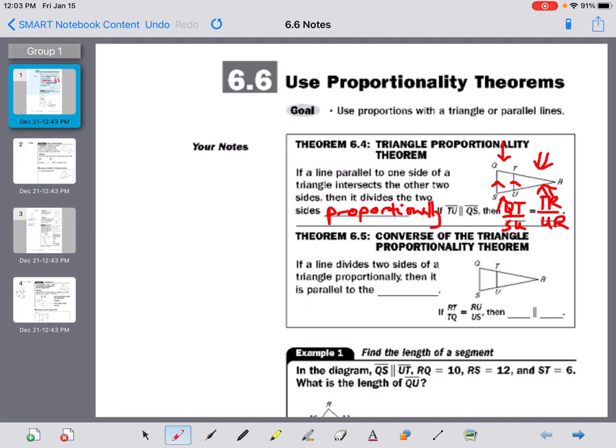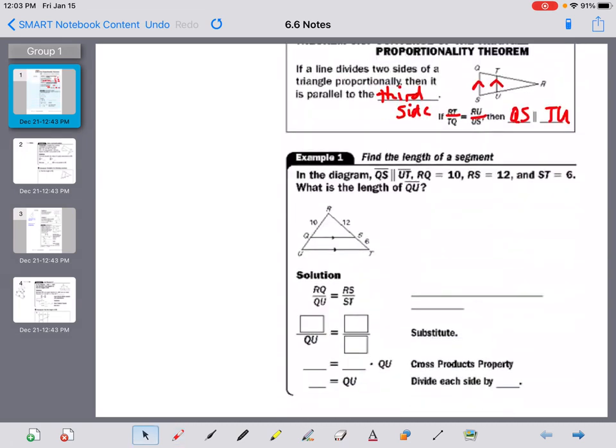For 6.5 then, it's the converse, and we know from chapter 2 that the converse just flips the order of the information given. And this one says if your sides are already proportional, then the two sides that split those must be parallel as well, okay? So it'll be parallel to the third side. It's just the flip, saying if they give us the proportional, then the sides are going to be parallel, okay? To be honest, the math we do will look the same. It's just how we present the information.